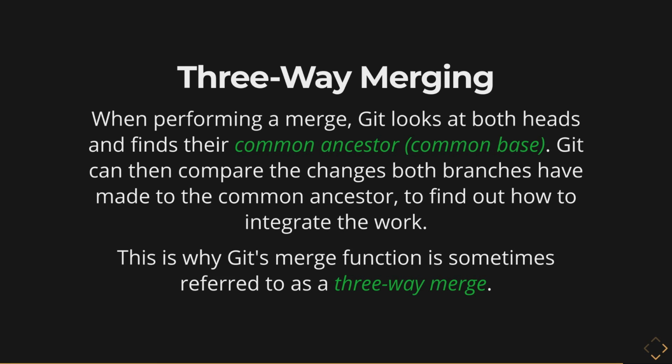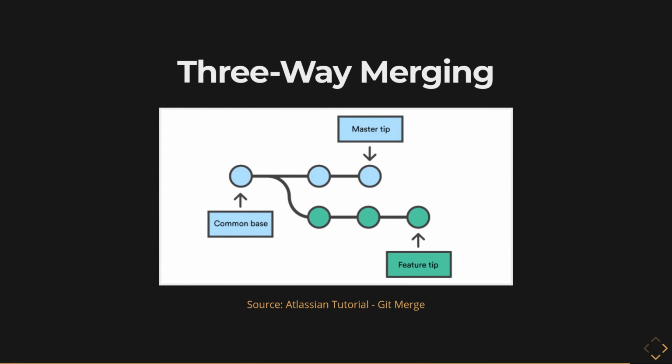So it looks at the first common ancestor it can find, and then it'll compare the files in each of the heads of the two branches that you're merging to the common ancestor. And that's why Git merge function is referred to as a three-way merge. So basically, this is what it does.